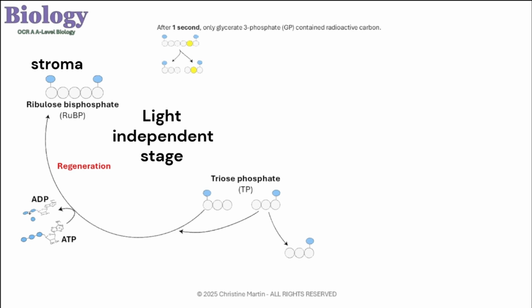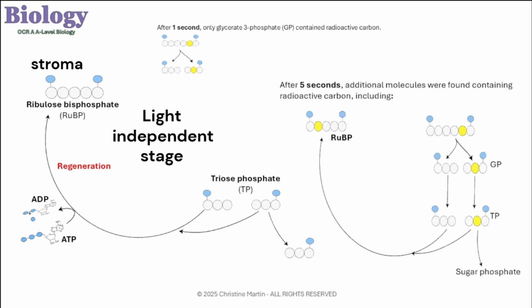After 1 second, only glycerate 3-phosphate, GP, contained the radioactive carbon. After 5 seconds, additional molecules were found containing radioactive carbon, including TP, sugar phosphates, and RuBP. And after 30 seconds, the radioactive carbon was detected in many other molecules, such as sucrose, amino acids, and lipids.